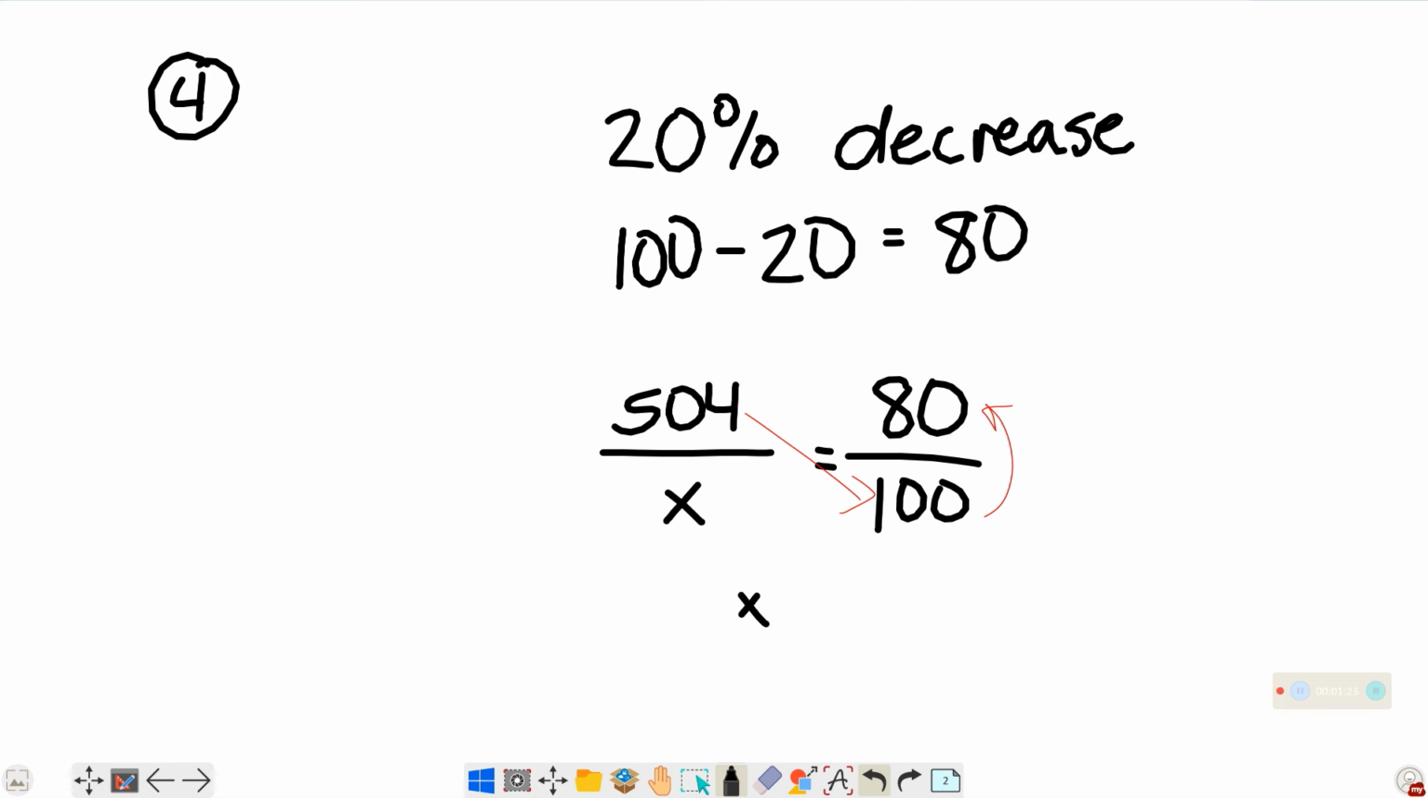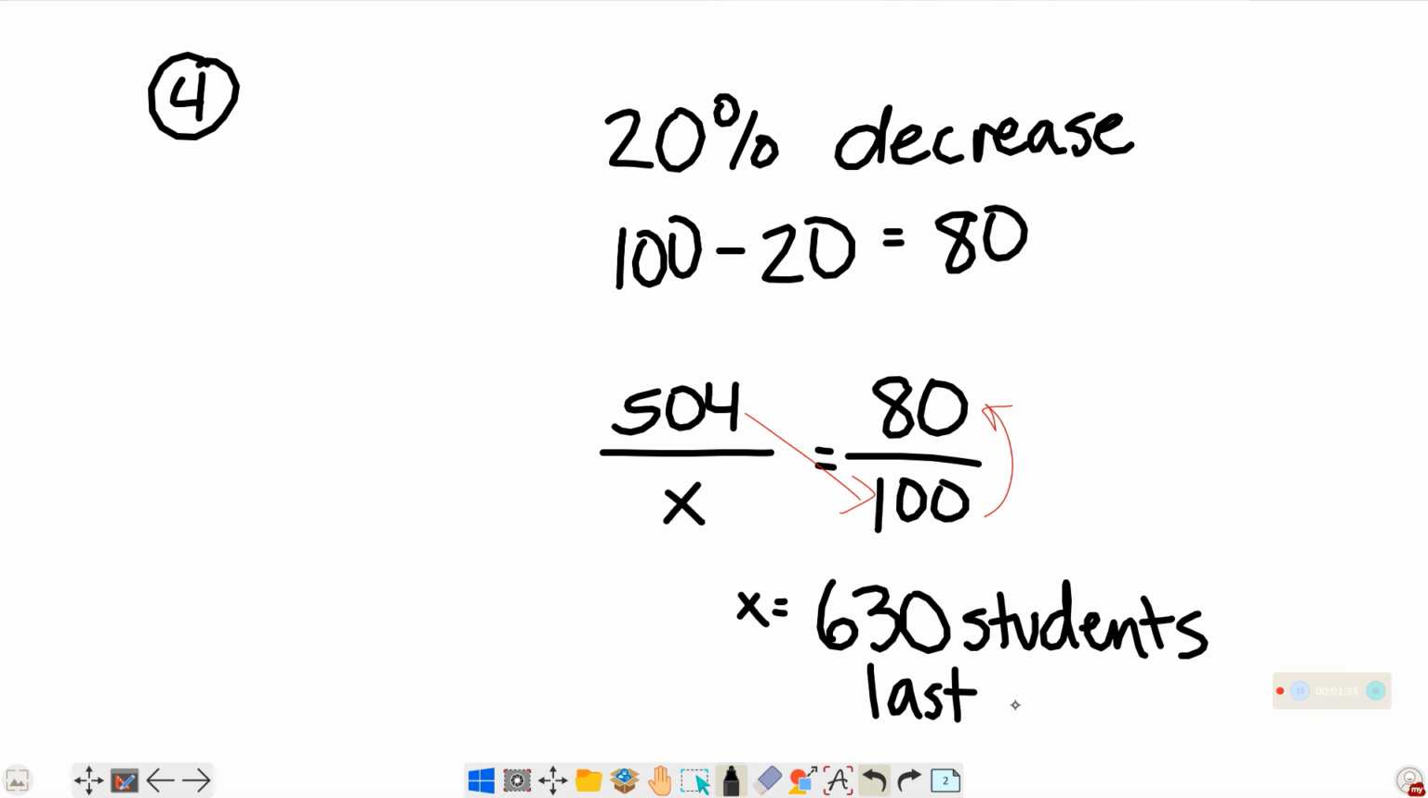And you should get that there were 630 students last year. So 630 students last year.